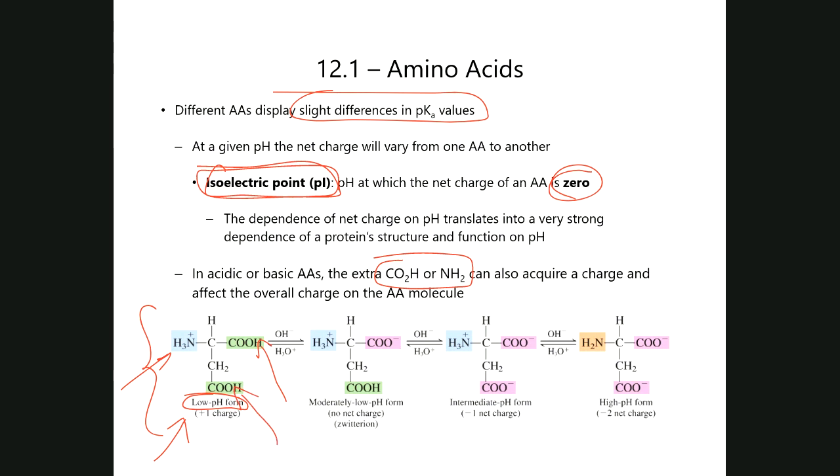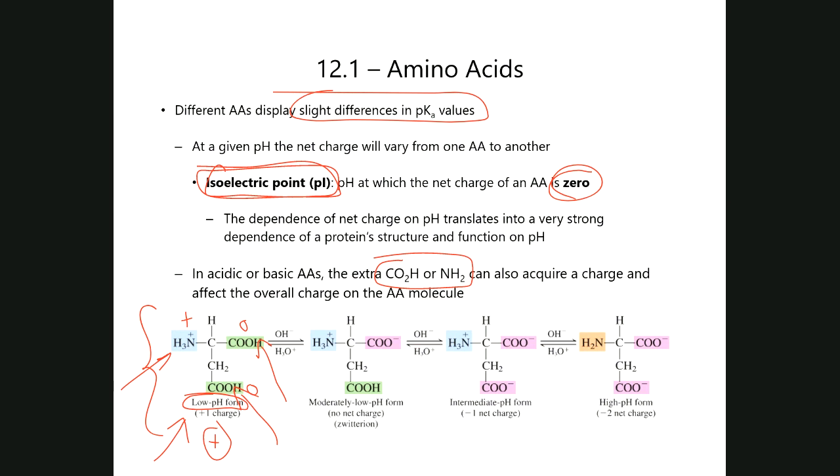side chain. If you look at the structure as it is shown there, the charge of this is 0, the charge of this is 0, the charge of this is +1, right? So the net charge is +1. What happens if you start slowly increasing the pH?